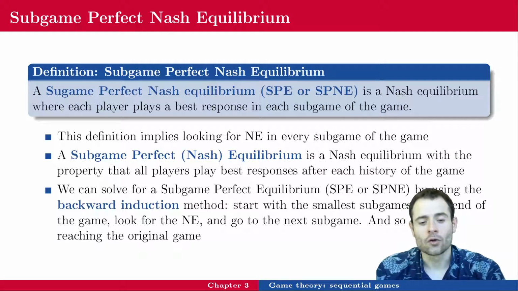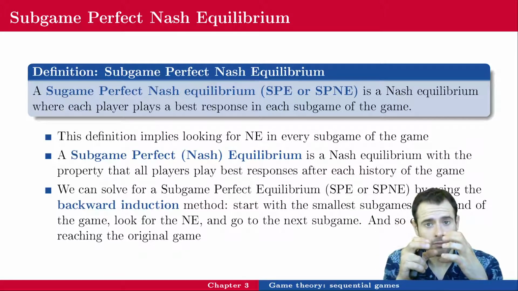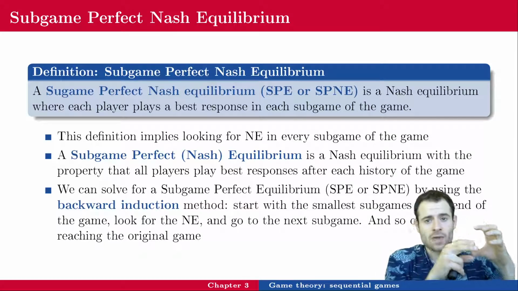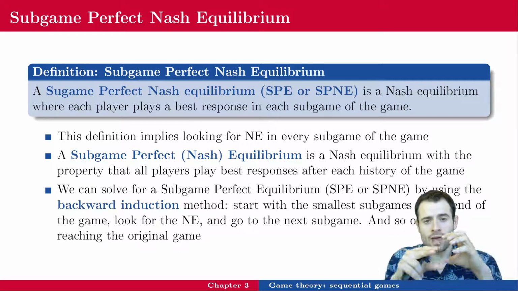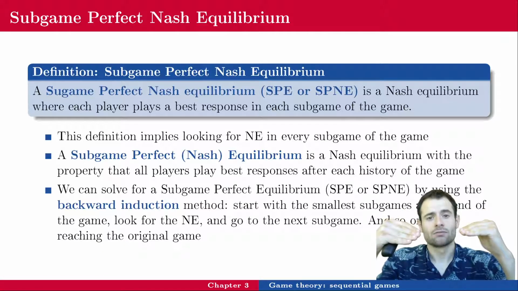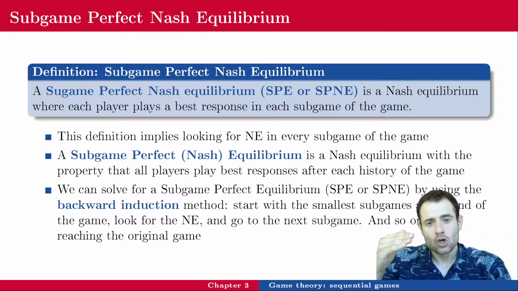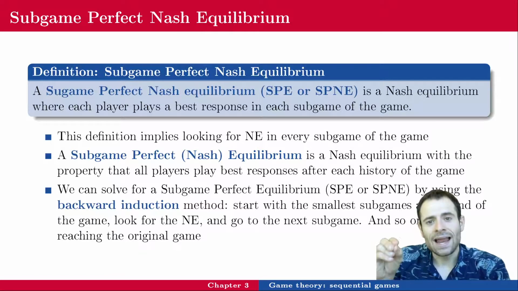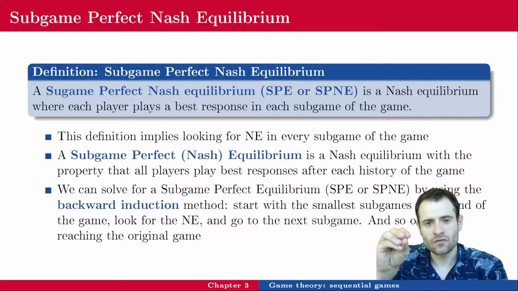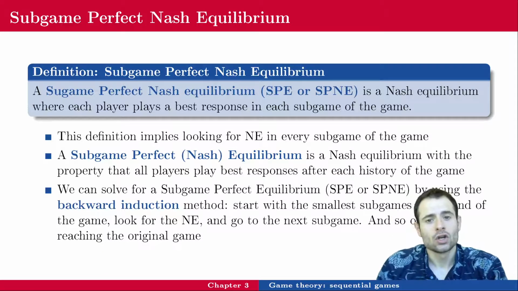In order to solve for subgame perfect Nash equilibrium, we can use what we call the backward induction method. Start with the smallest subgame at the end of the game. Then you look for the Nash equilibrium in this subgame, and then you move on to the next subgame. Once you're done with the lower subgames, you go to the upper subgames, and so on and so forth. And you go up the tree by highlighting the best responses. Once you find all the best responses, then you can list the strategies that correspond to these best responses.